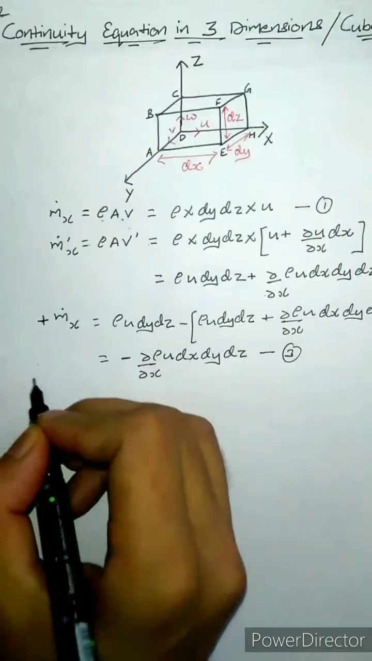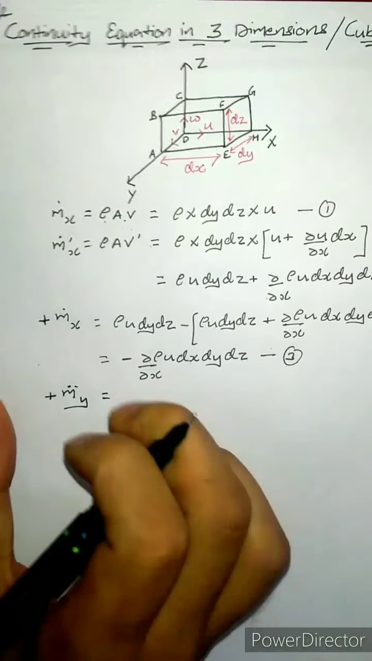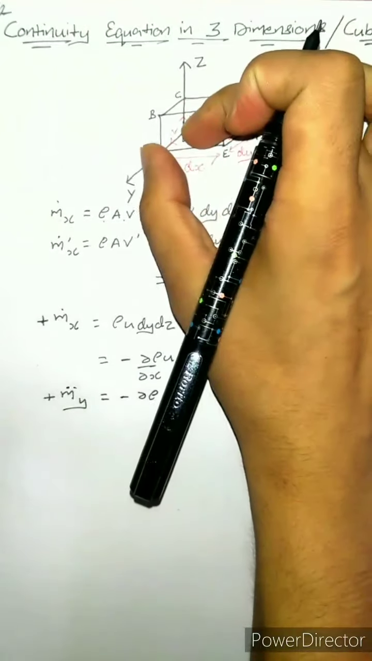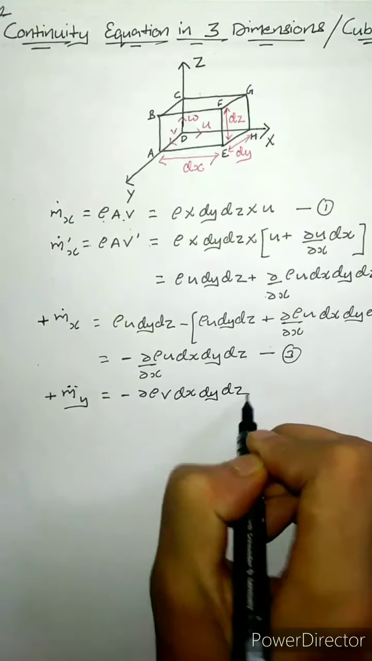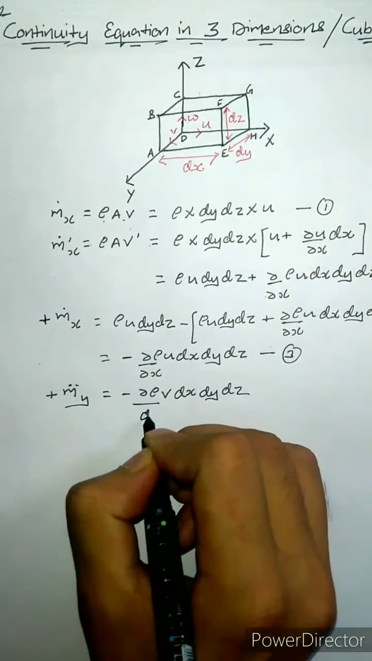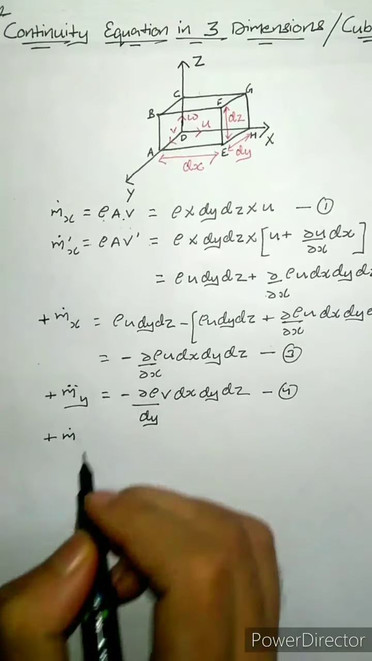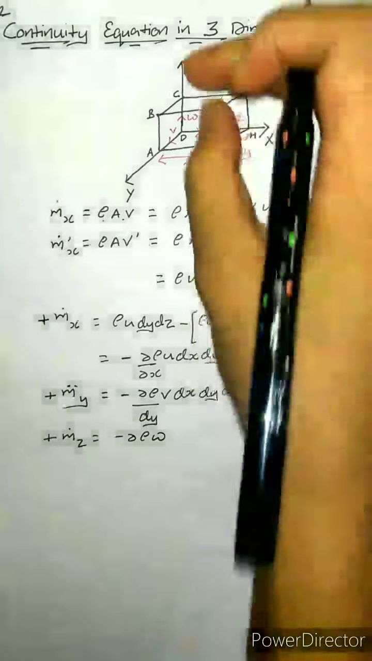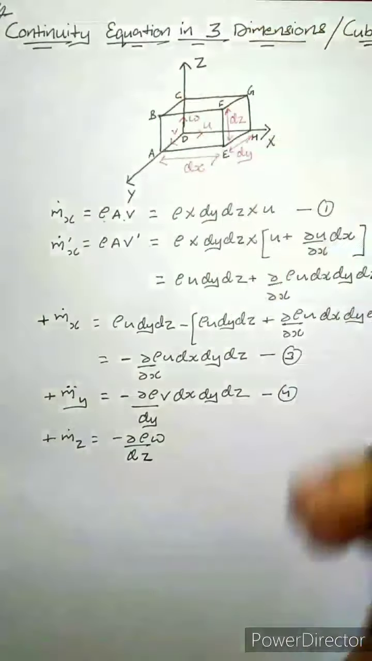Similarly in the y direction, the increase in mass is minus del upon del y of rho v dx dy dz, where v is the velocity in the y direction and the width is dy. This is the fourth equation. Similarly in the z direction, w is the velocity in the z direction and the width is dz.